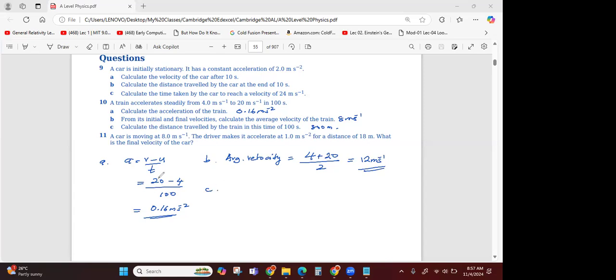And C, calculate the distance traveled by the train in this time of 100 seconds. So we can write S equals ut, hold on, I made a mistake with that. It's 1,000 meters, right? Sir, I used the other equation. S is equal to u plus v over 2 into t. Yeah, that one also can use. Okay, I'll do this question using both the equations.